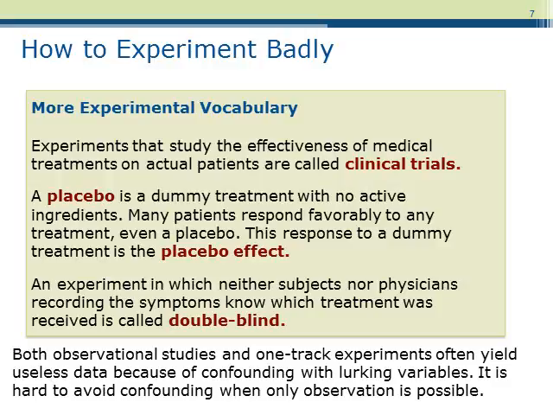An experiment in which neither subjects nor physicians recording the symptoms know which treatment was received is called double-blind. Both observational studies and one-track experiments often yield useless data because of confounding with lurking variables. It is hard to avoid confounding when only observation is possible.